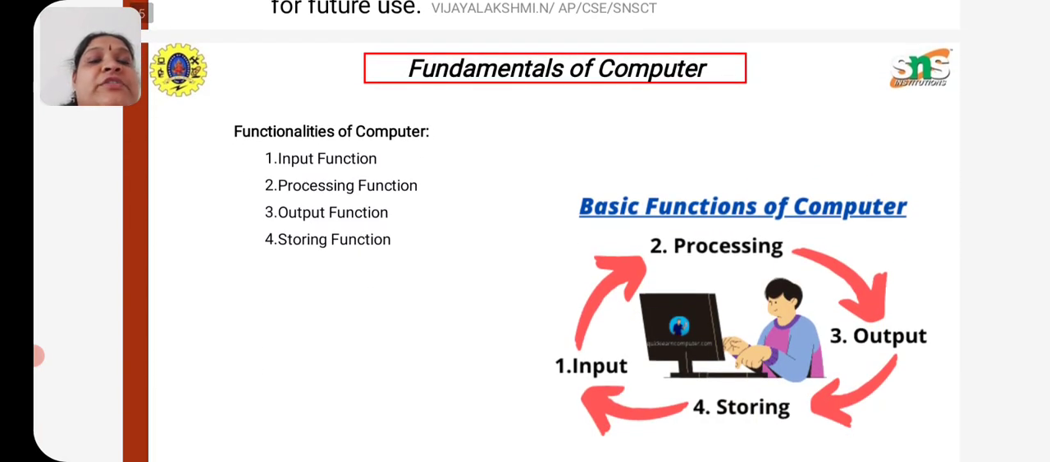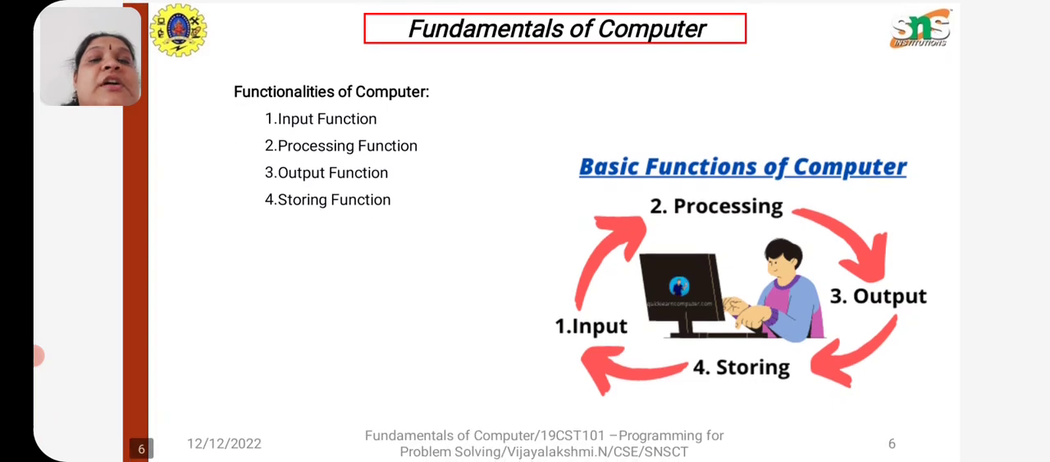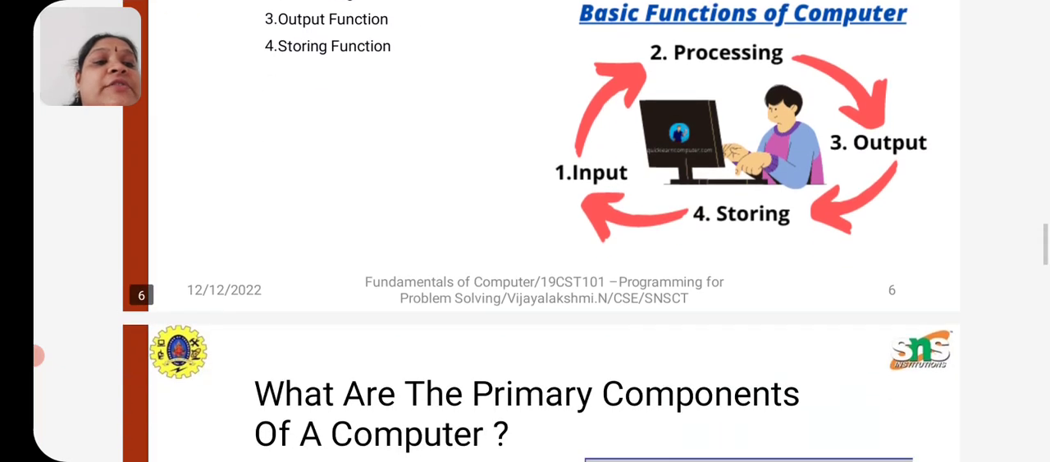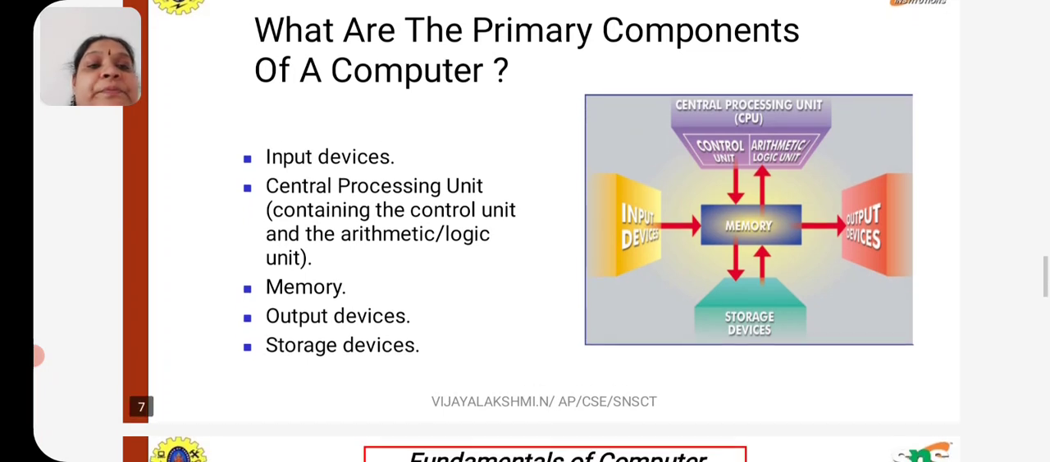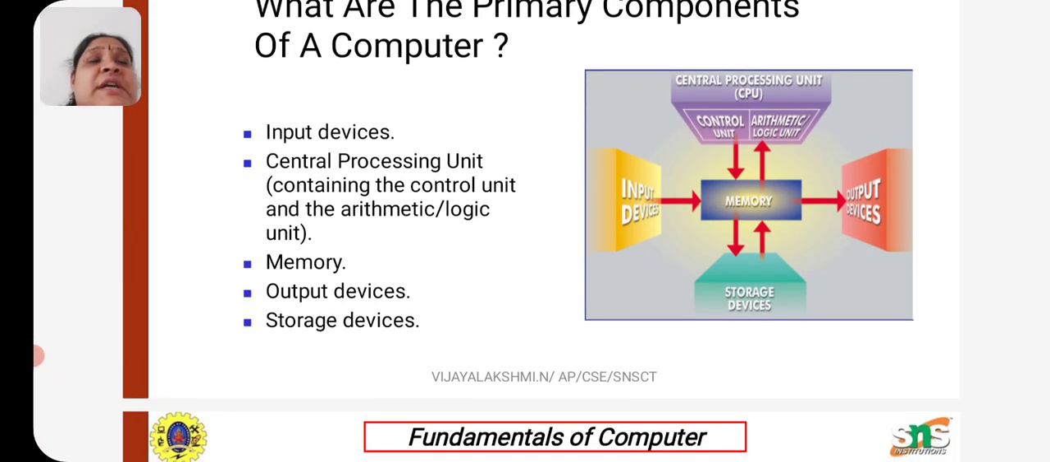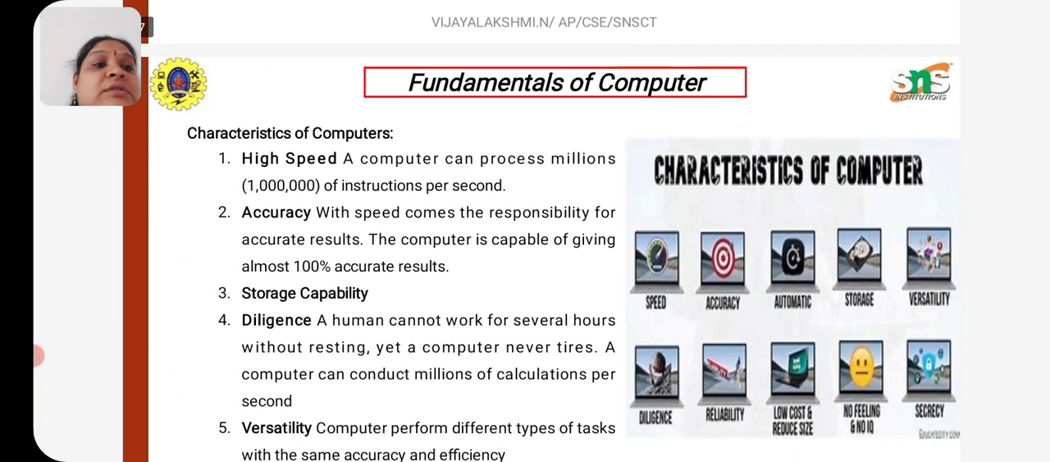The next one is, what are the functionalities of computer. We have four functions: input function, processing, output function, and at last the storage function. Among the primary components, we have input devices, and the central processing unit, where arithmetic and logical operations are performed. Memory is there for storage. Output devices and storage devices are there. Next, the characteristics of computer. It actually has many characteristics.